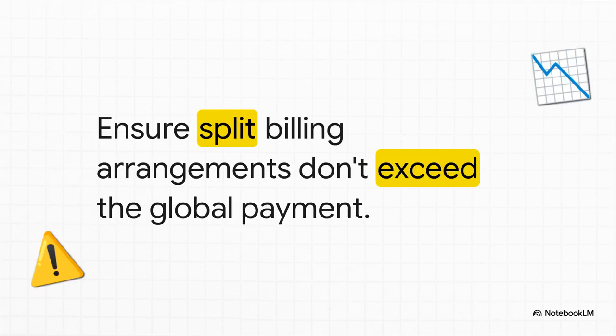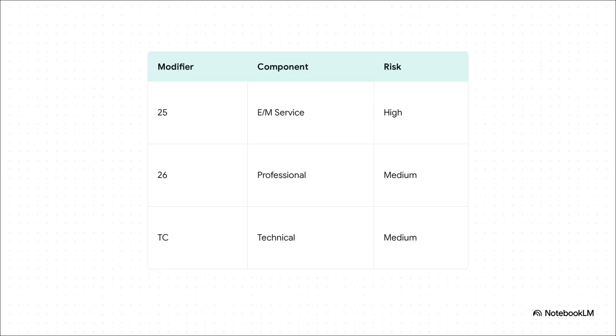Now, while they aren't quite as risky as Modifier 25, 26 and TC still carry a solid medium compliance risk. You have to ensure split billing arrangements never exceed the global payment. Auditors are always watching to make sure the combined amounts don't go over that global cap. Plus, missing the written interpretation report for Modifier 26 or accidentally duplicating claims where both sides try to bill globally, total red flags.